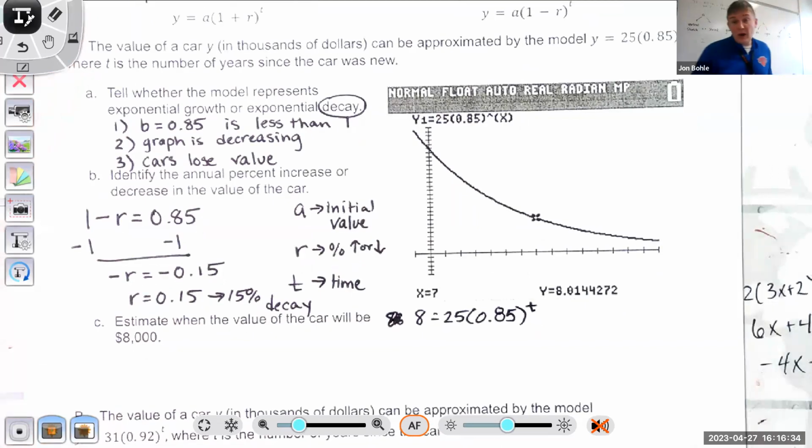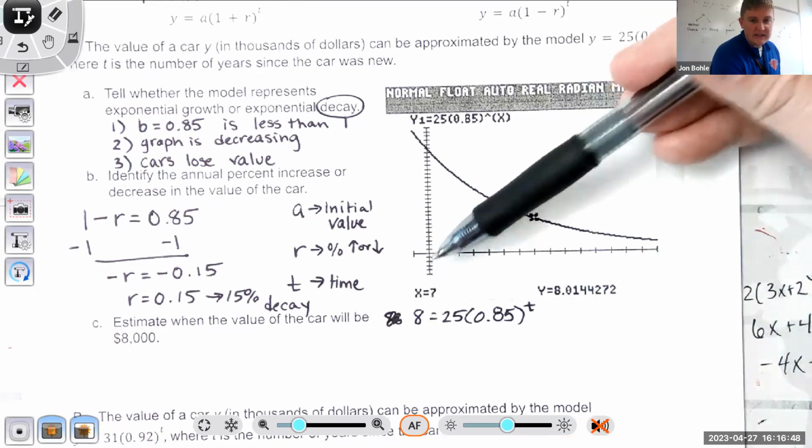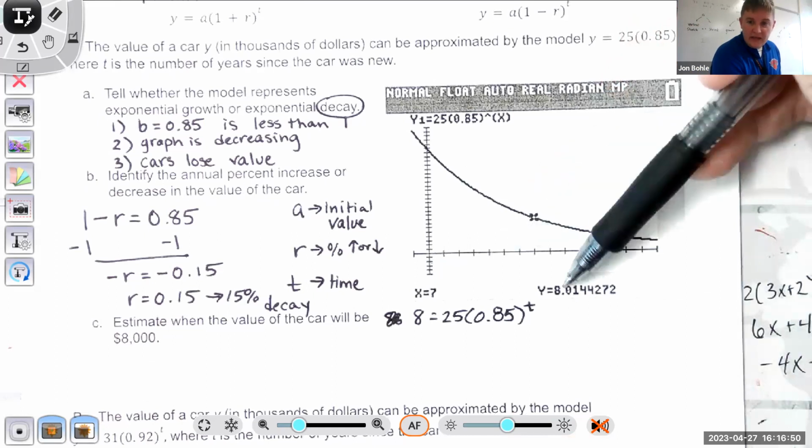Now, we do not know how to solve for these t variables yet. That's actually the point of this whole chapter later on. But right now, we do have the problem-solving skills to do this. If I were to be given the graph of it, like I have here, I could just go ahead and find when the y value is roughly 8.